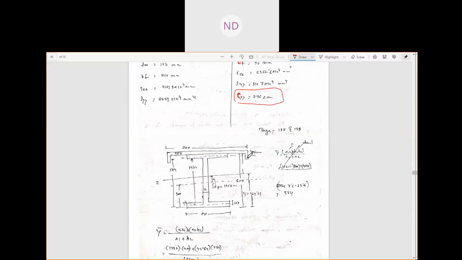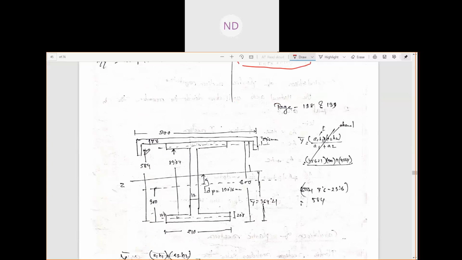You know the CYY is the CG of this channel section. This is your channel section, this one. This entire built-up member is your gantry girder. So this is your I section, that means the ISMB 600, Indian Standard Medium Beam. Then this is your channel section, ISMC 300.